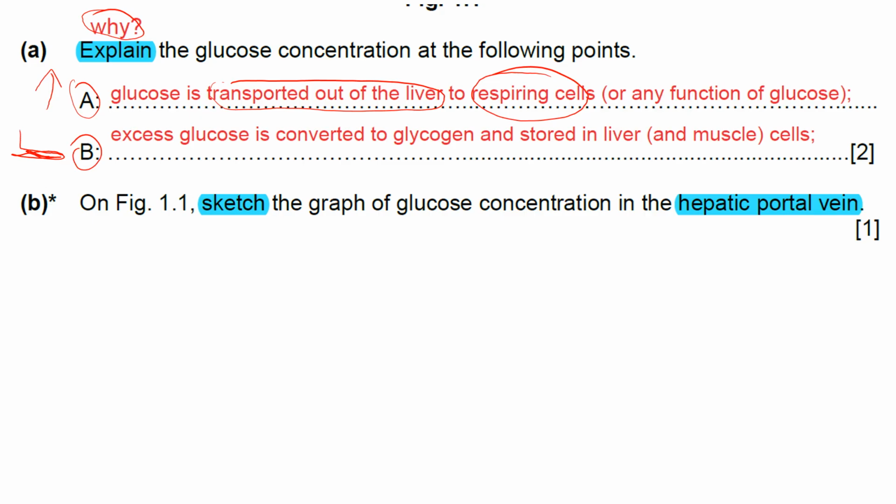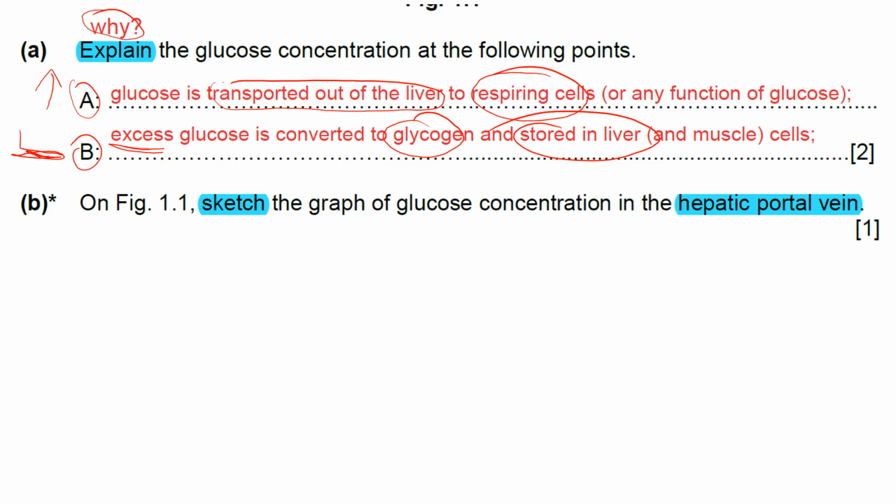Because after it goes back to the liver, excess glucose is converted to glycogen and stored in the liver and muscle cells. That is why the glucose level in the blood drops back to normal, because it is being kept in the organs. So the key for this question is not to describe, it's actually to tell me why.